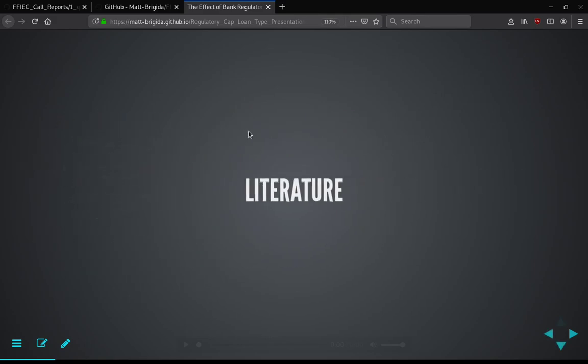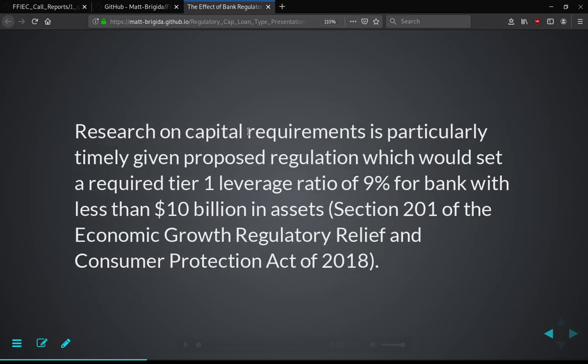So here's a little bit of the literature. I won't go into this. If you were producing academic research here, this would be interesting to you. But I'm going to skip that. Now, a little bit of motivation.